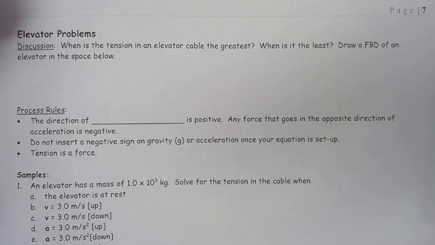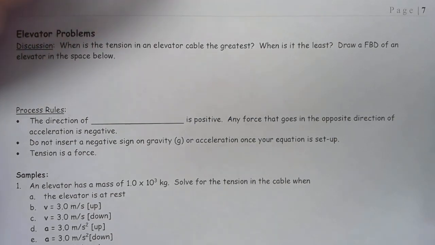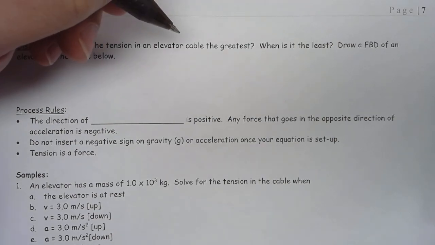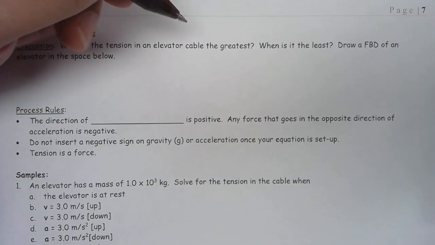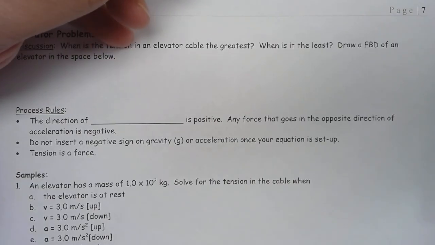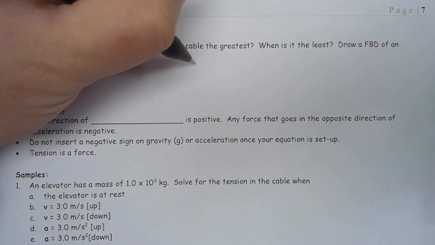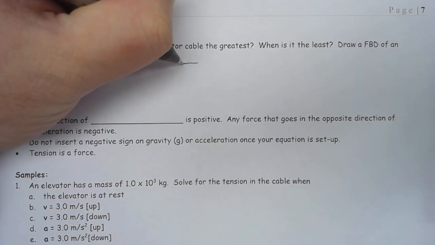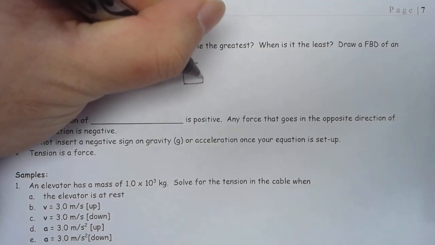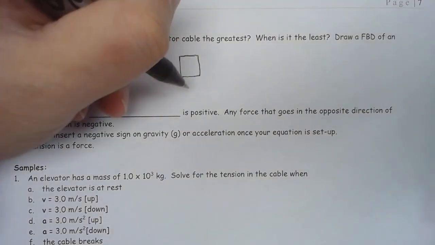And so when the tension is the greatest is probably when we have to catch it from falling, right? Or when we're trying to get it to move faster and faster up. When tension is the least is when we are starting to go down, and so we can just kind of let go and let it fall under gravity, and loosen our grip of it.